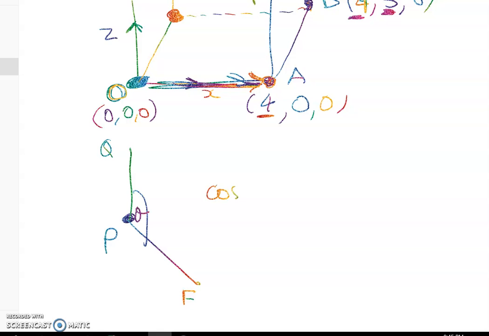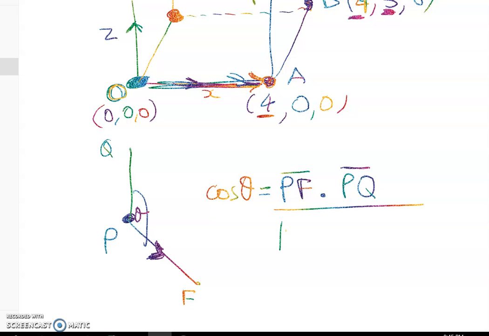So we can write this: cos of theta is equal to the vector going from P out to F, and we want the dot product of that with P going out to Q. And then we need the magnitudes of those two vectors. I think that's probably the hardest part, is setting it up. Now think about what PF and PQ are.